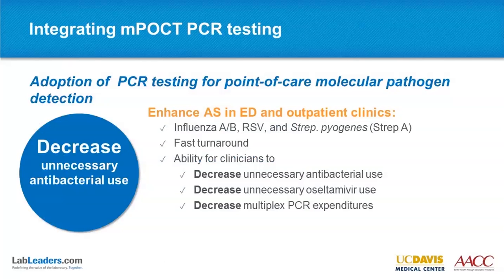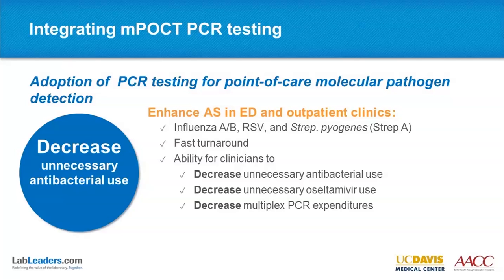So in this case, we see that adoption of PCR testing, especially at the point of care and so forth, for pathogen detection can decrease unnecessary antibiotic use. How so? Well, if you don't have a flu infection, you probably don't need oseltamivir. If you don't have strep A, then you don't need antibiotics for that bacterial pharyngitis.